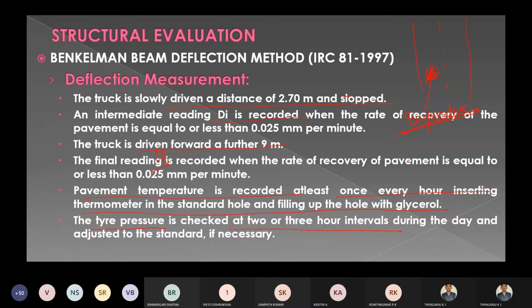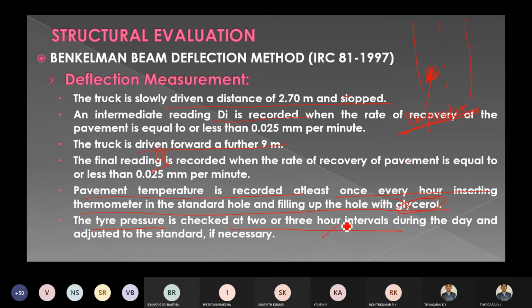That is, for the 1 hour interval, you will be checking the temperature by putting glycerol inside the hole and measuring the temperature. Why will we be using the glycerol? Because we can't directly measure the temperature. So the heat from the pavement will be absorbed by this glycerol, and using the glycerol, we will be measuring the temperature indirectly. So directly we can't measure.